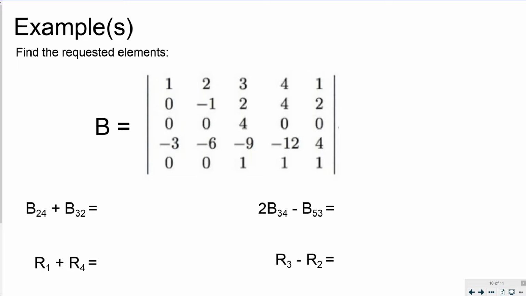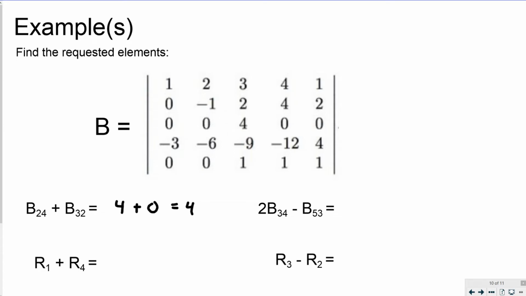Find the requested elements. So here I have a 5 by 5 matrix, B, with all the numbers arranged as is. If I was given this and said, find B24 plus B32, that means I need to find element B24, row 2, column 4, here, plus row 3, column 2, which is here. So I'm actually doing 4 plus 0, which equals 4. So I'm going to erase my circles up here.